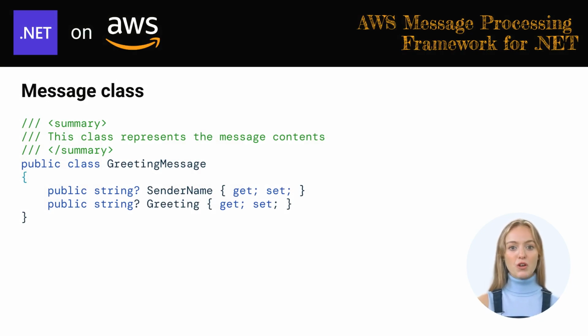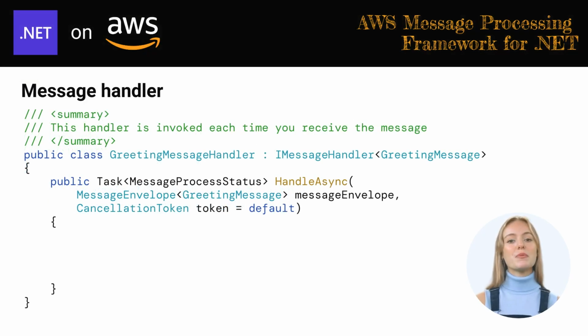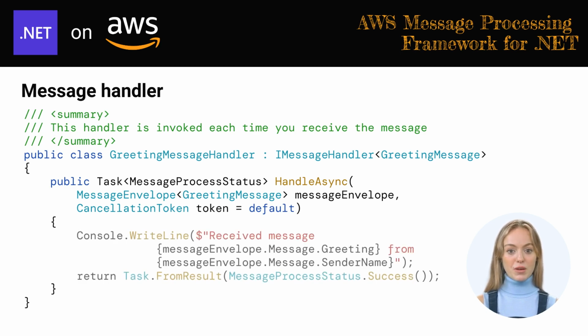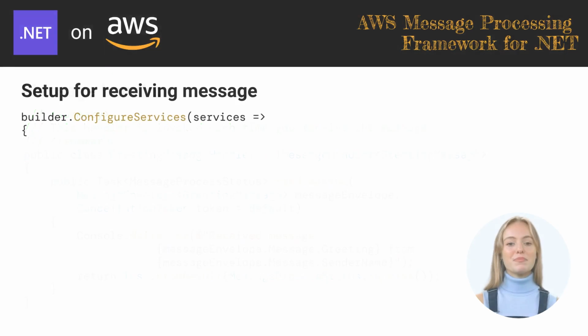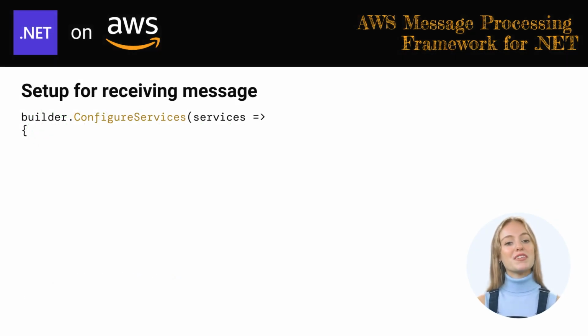You'll define a class to represent your message, like the greeting message class shown here. To process received messages, you write a message handler. You'll get passed a message already deserialized to your message class. All you have to do is process the message and return a success or failure status. Now, how do you set this handler up?